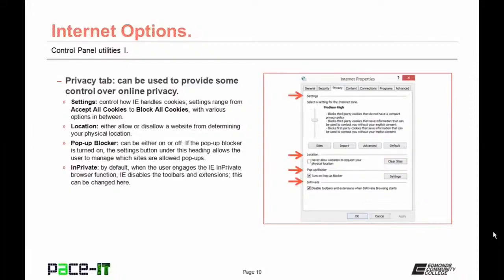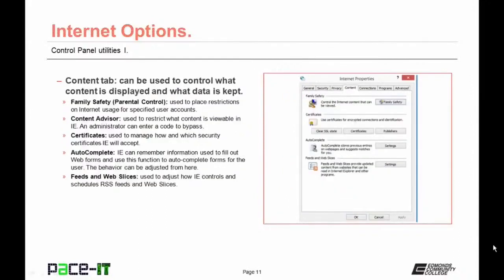Now let's move on to the Content tab. This tab is used to control what content is displayed and what data is kept. The Family Safety section, also known as Parental Control, is used to place restrictions on Internet usage for specific user accounts. Some versions of this utility have Content Advisor. This is used to place restrictions on what content is viewable in Internet Explorer. An administrator can enter a code to bypass this setting.